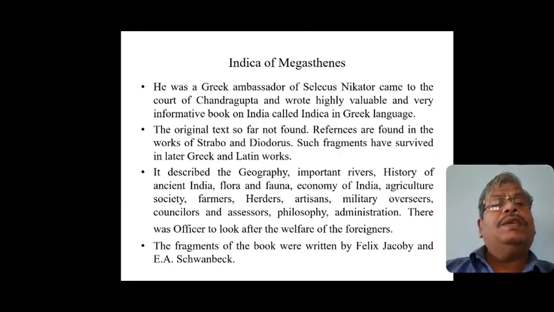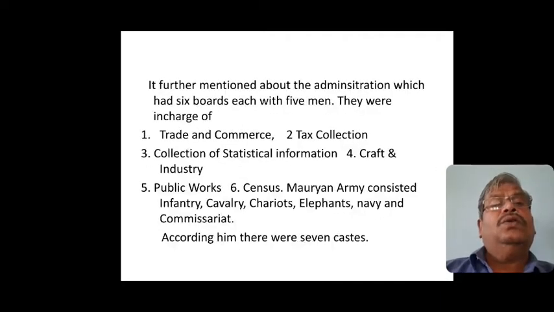And Indica is the most important book which throws light on the geography of India, important rivers, history of ancient India, flora, fauna, economy of India, agriculture, society, condition of the farmers, herders, artisans, military, overseers, councillors and assessors, philosophy and administration. Thus, this book is one of the most important sources to understand ancient India. And the fragments of this book were collected by Felix Jacoby and E.A. Schwanbeck. That is why the book is known to the world.